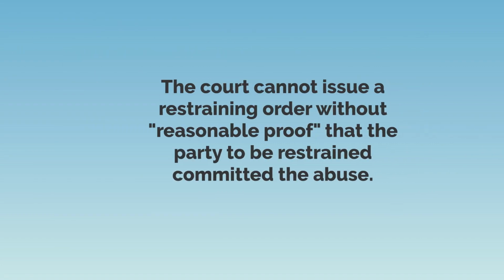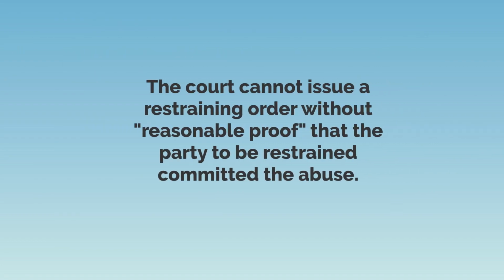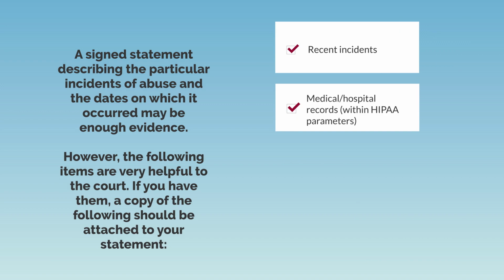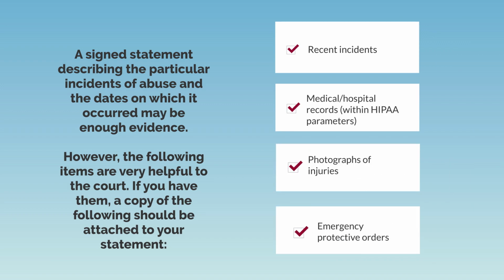The court cannot issue a restraining order without reasonable proof that the party to be restrained committed the abuse. A signed statement describing the particular incidents of abuse and the dates on which it occurred may be enough evidence. However, the following items are very helpful to the court. If you have them, a copy of the following should be attached to your statement: recent incidents, medical and hospital records, photographs of injuries, and emergency protective orders.